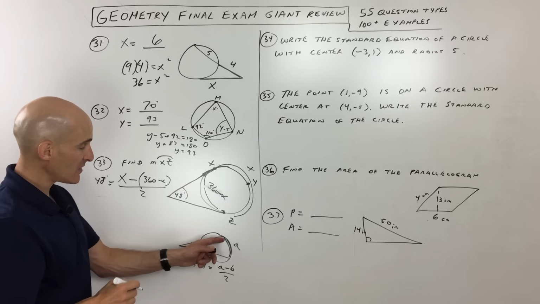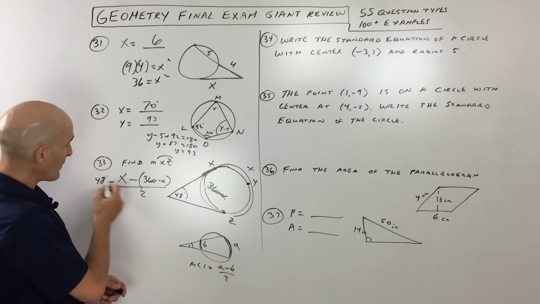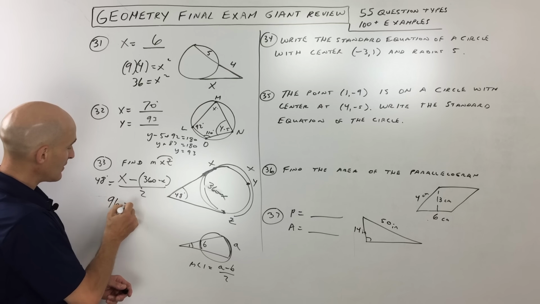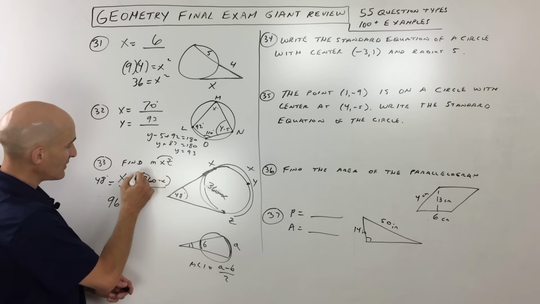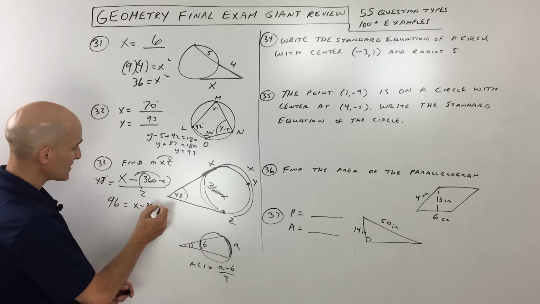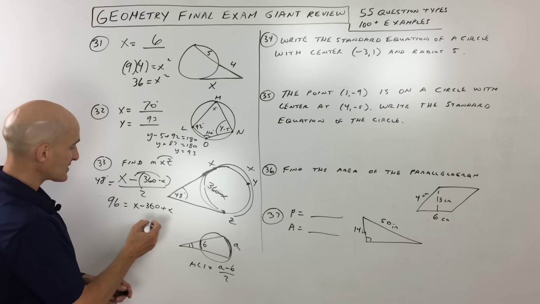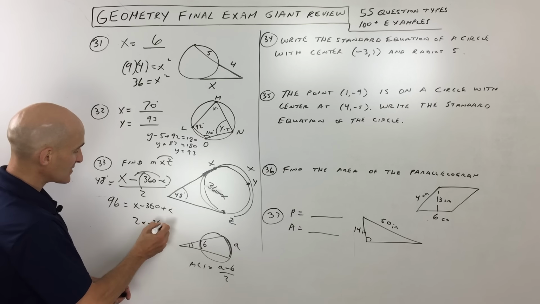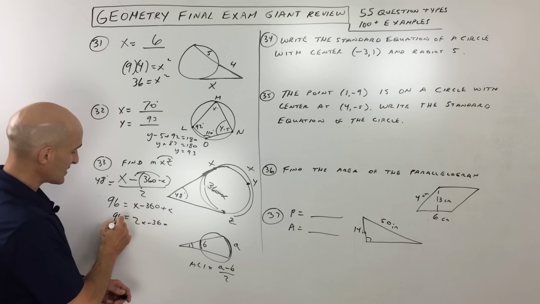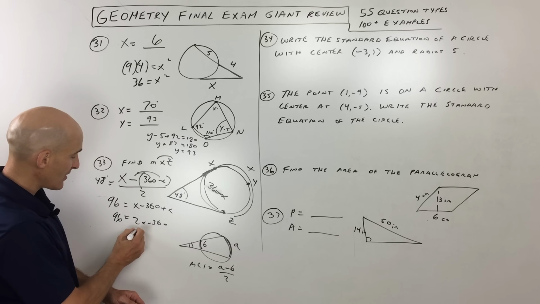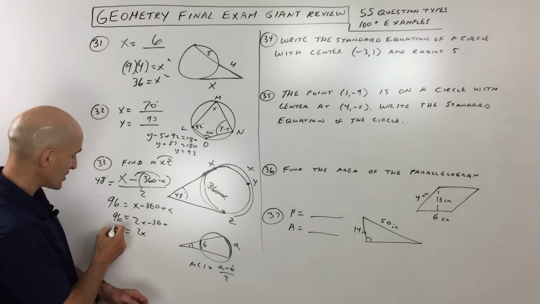Okay, so you're with me? So now what we're going to do is multiply both sides by 2 to get rid of the fraction here. I'm going to distribute the negative, so that's going to be negative 360 plus x. So now we have 2x minus 360 equals 96. Add the 360 to the other side, which equals how much?